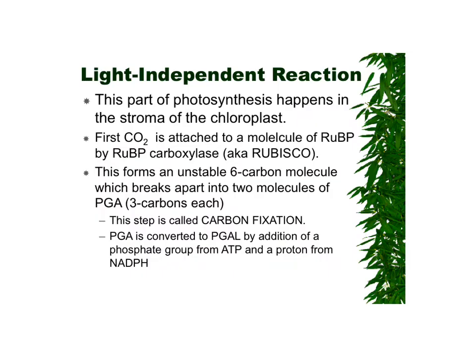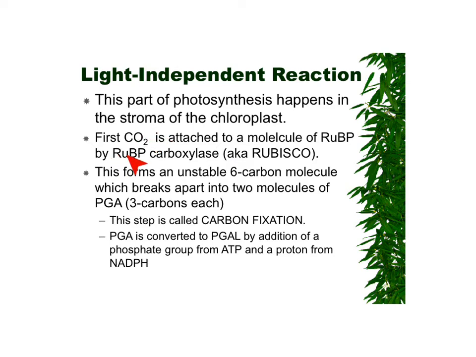Now, when we're looking just at the light-independent reaction, this part of photosynthesis is going to happen in the stroma of the chloroplast. We talked before about the thylakoid membrane, where all the light reactions are occurring. All the pigment molecules are located there and everything. Now we're talking about some processes that are going on in the fluid part of the chloroplast, on the inner part, where there's just fluid flowing around.